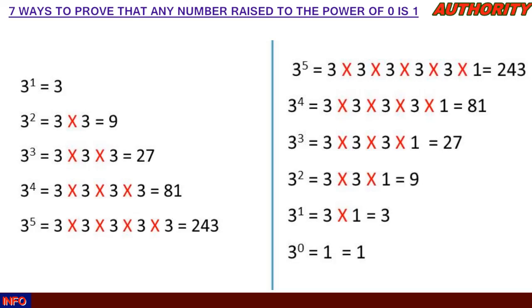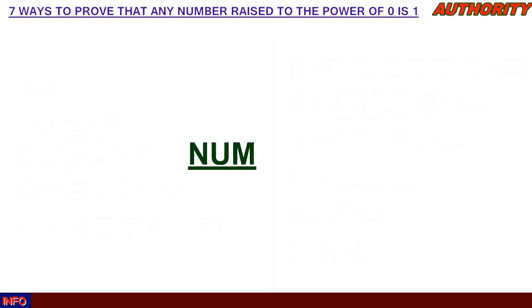So following this pattern, please pay attention to this. It's very simple. This is just logical, okay? By reasoning, you'll be able to show, using this method, that any number raised to power 0 is equal to 1. Okay? You can call this the reduction method. Okay? Now let's go. Number 6.